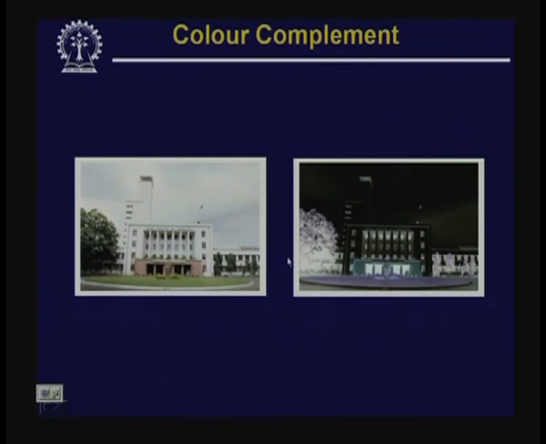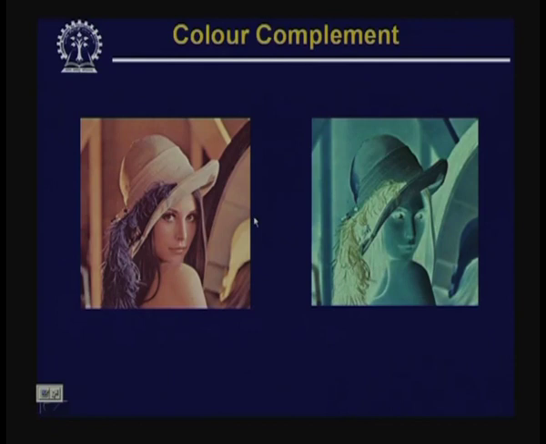By applying this, I get an image like this. Here you find that on the left hand side I have a color image, and on the right hand side, by applying the same transformation on all the 3 planes, that is red, green and blue planes, I get a complement image, which is the same as the photographic negative of a color image. In the same manner, this is another color image, and if I apply the same transformation to the red, green and blue components of this color image, then I get the corresponding negative or complement color image as shown on the right hand side.